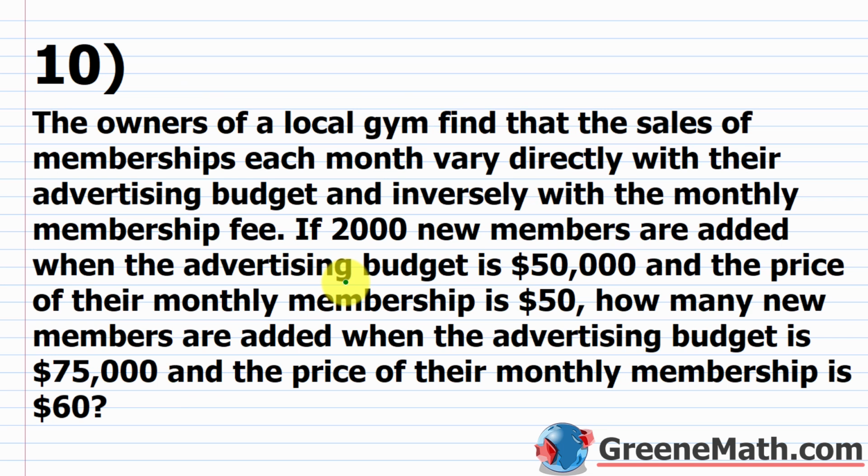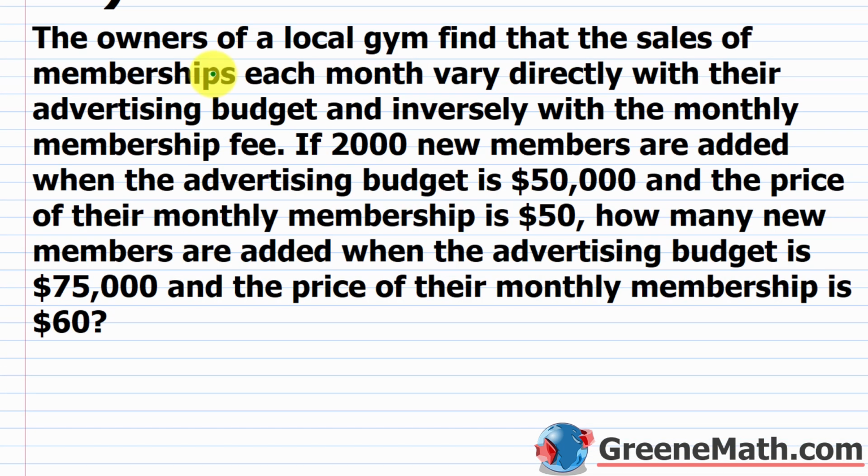All right, let's take a look at problem 10. So here we're told that the owners of a local gym find that the sales of memberships each month vary directly with their advertising budget and inversely with the monthly membership fee. So if 2,000 new members are added when the advertising budget is $50,000 and the price of their monthly membership is $50, how many new members are added when the advertising budget is $75,000 and the price of their monthly membership is $60? Okay, this one's fairly straightforward. So it is combined variation, but again, we're back to the plug and chug thing.